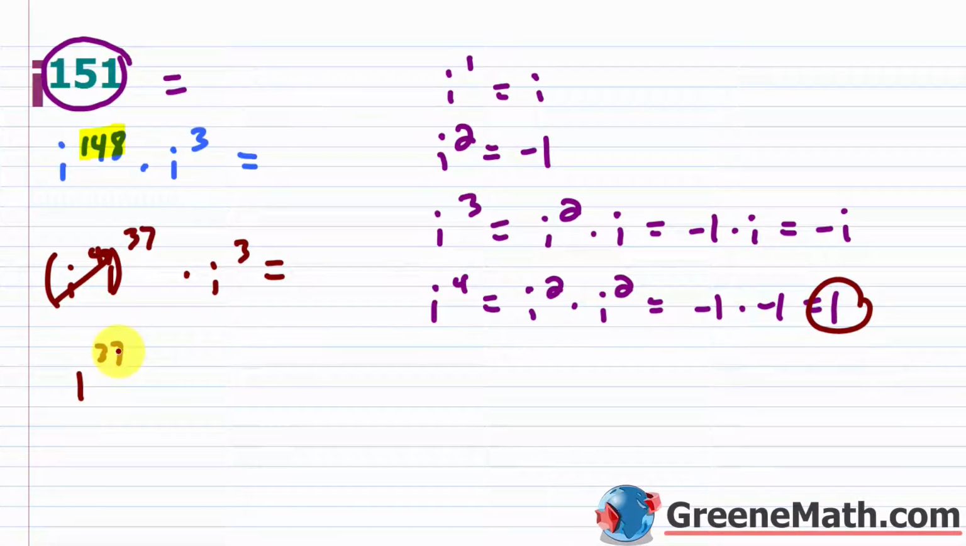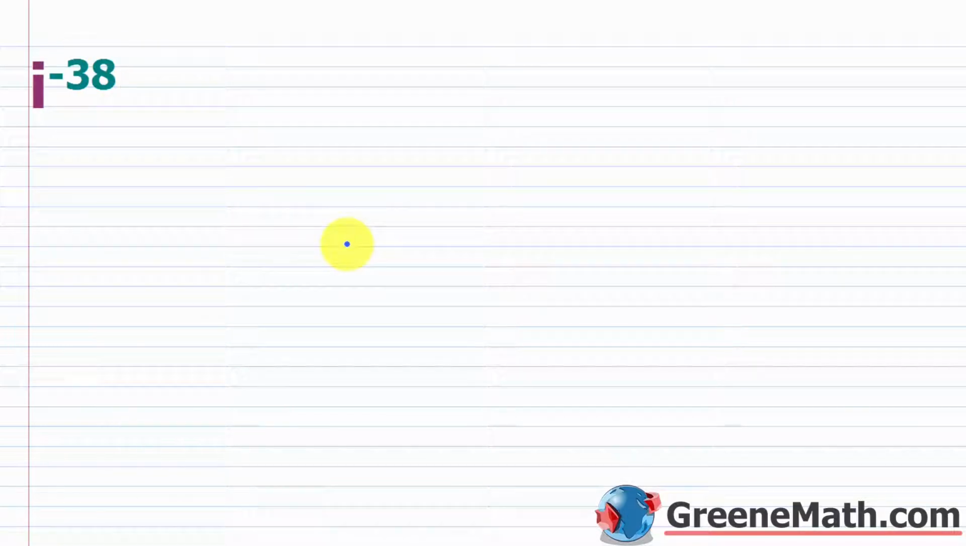1 to any power is always 1, right? So I can basically just get rid of this and say this is a big fat 1 now, times i cubed, okay? So I've dealt with that. And now I can just go to my little reference here and say, well, what's i cubed? It's negative i, okay? So that's basically what you want to do when you have a problem like this, when this guy's positive. All right, let's look at another example.